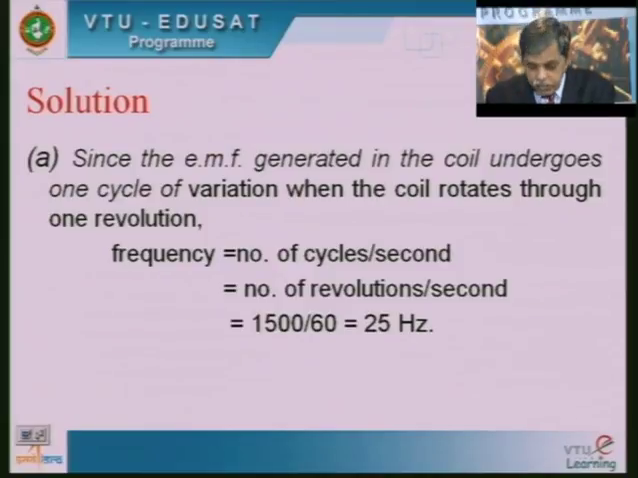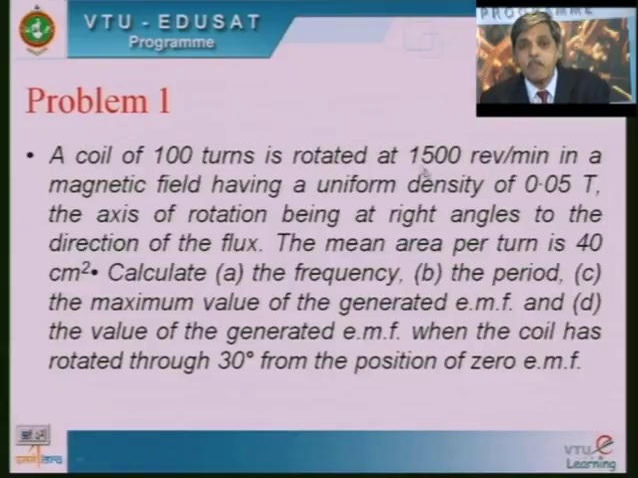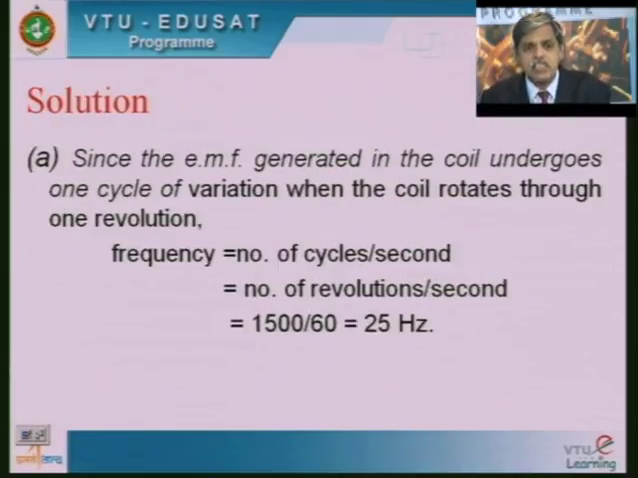Now, to do this I have to go to the speed. Here you see 1500 revolutions per minute it is doing. That means in a time of 60 seconds it is undergoing 1500 revolutions. How many revolutions it completes in 1 second, that is the frequency. So, therefore, I just divide the 1500 by 60.